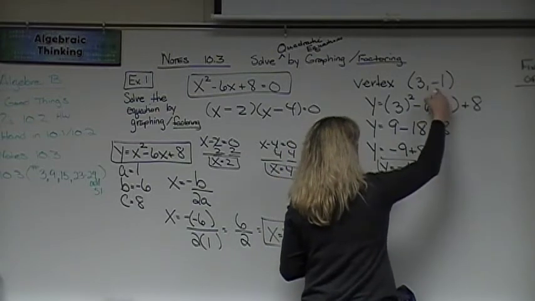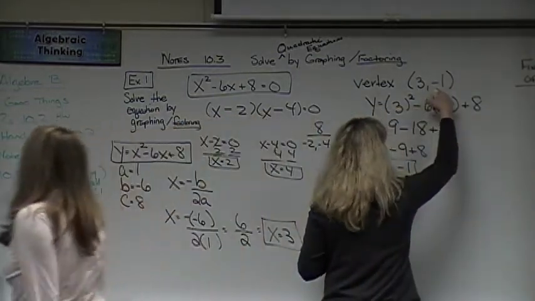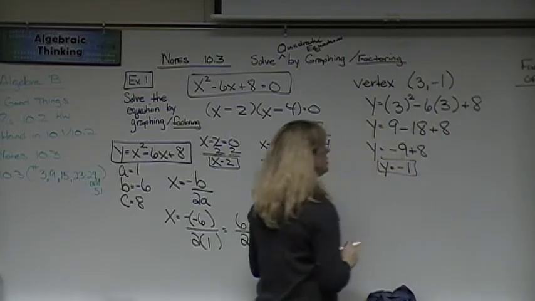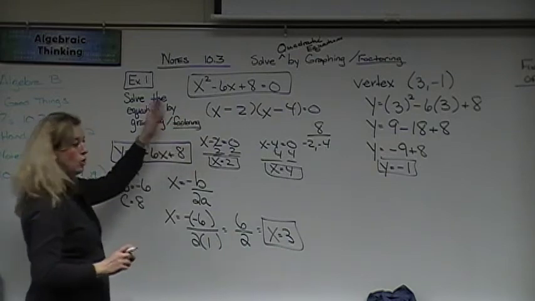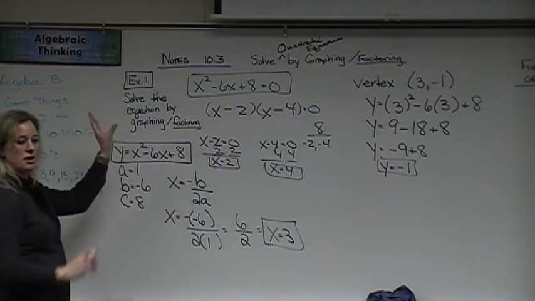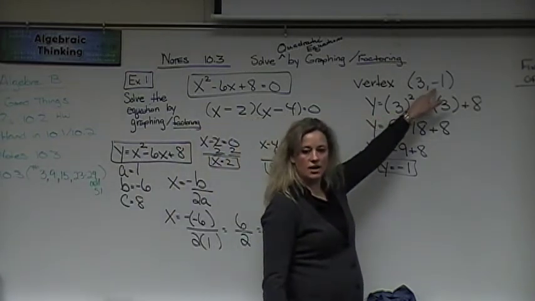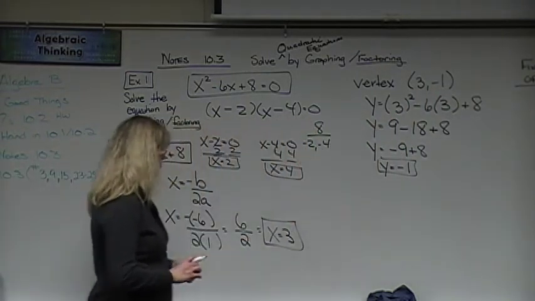Class, tell me this too. What would this negative 1 represent? Would this be a max or a min value? Min value. Exactly. Good job. Because the parabola is opening up, our vertex would be a min. So the y-coordinate of our vertex would be our min value. Very good. Just a little reminder as we're going through that.